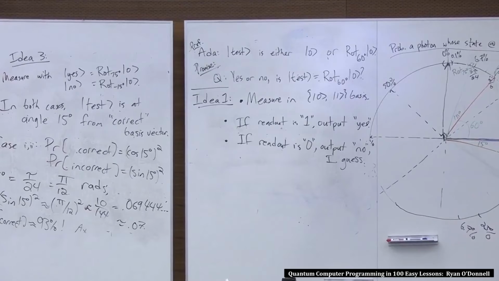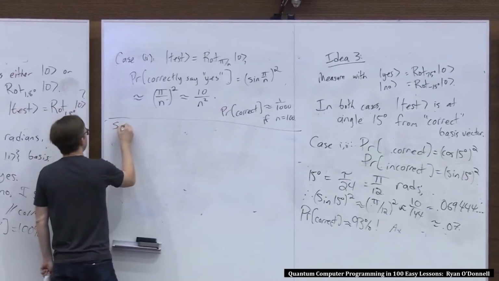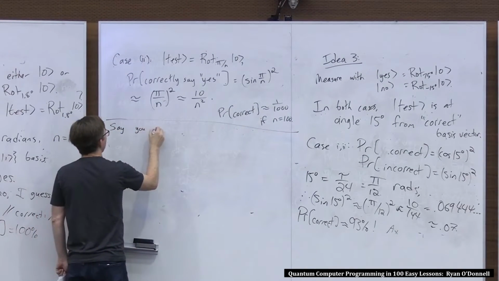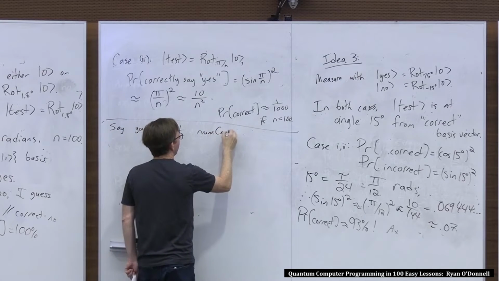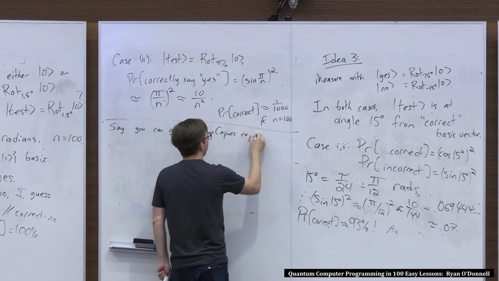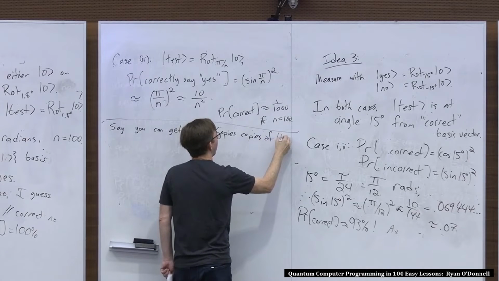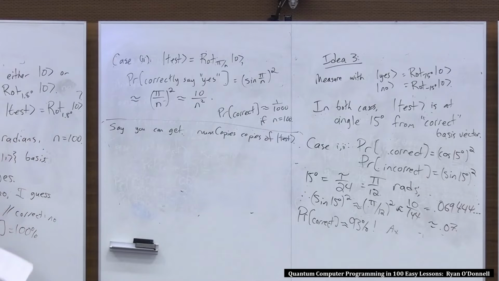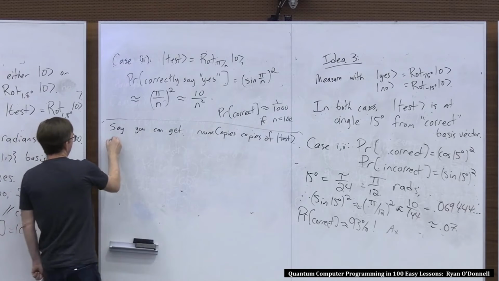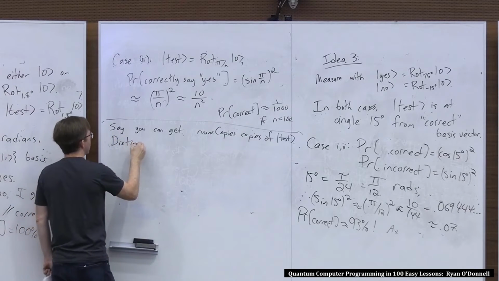So let's say they're a bit nice, and you can get, let's say, num copies of test. Then I think you would do this algorithm. Let's call this algorithm distinguisher.